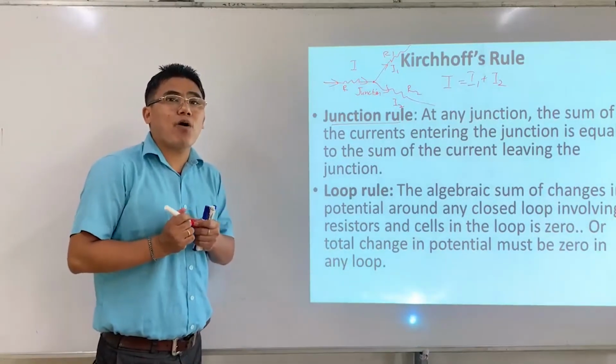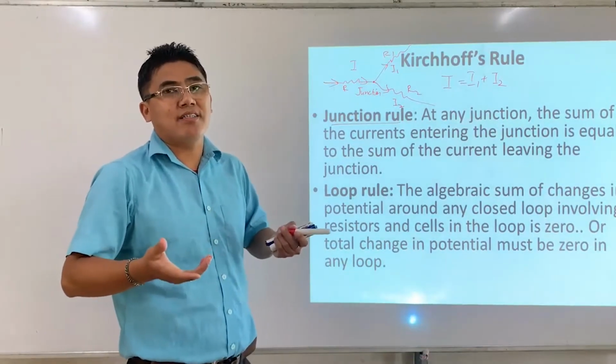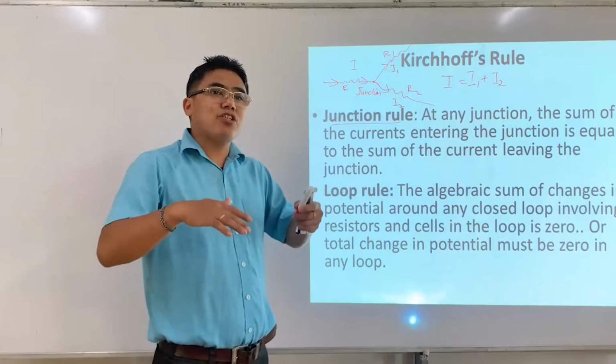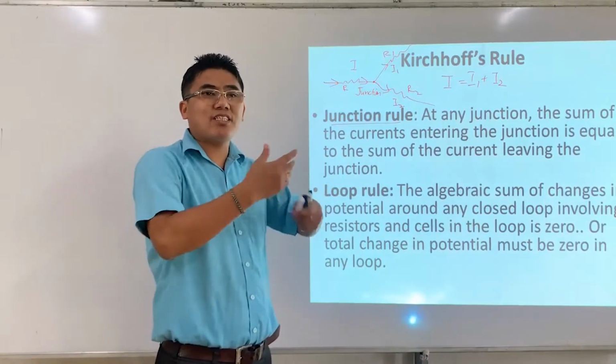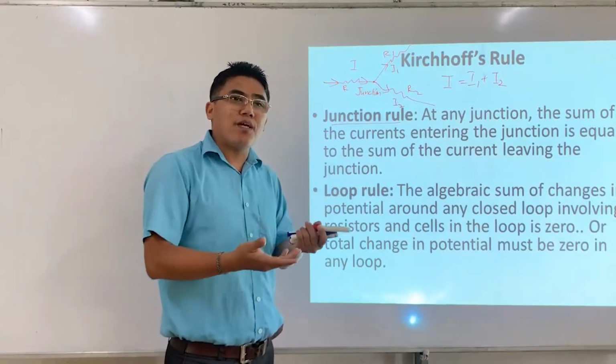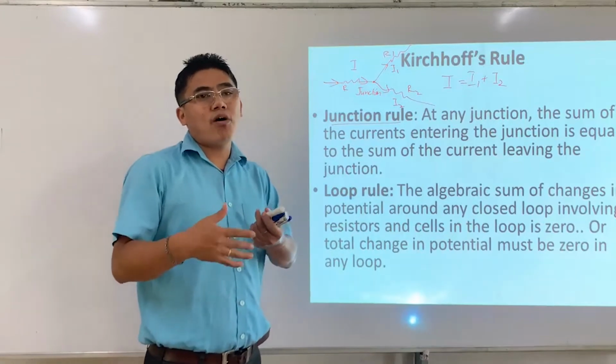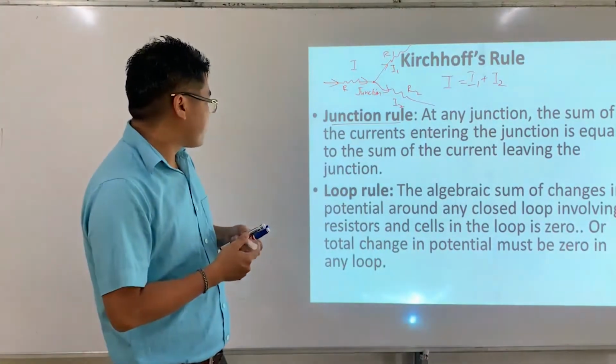This rule talks about the distribution of current, and the distribution is based on resistance. If the resistance is higher, then the current would be less. If the resistance is lower, then the current would be more, right?